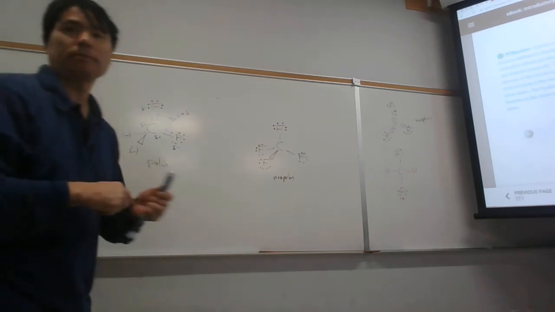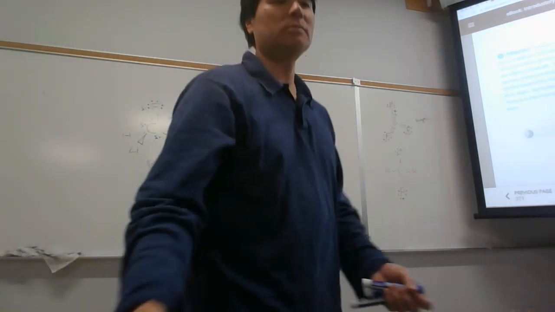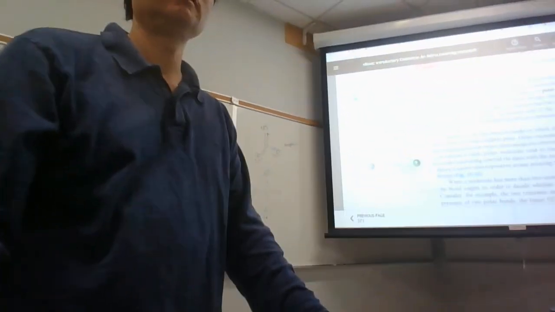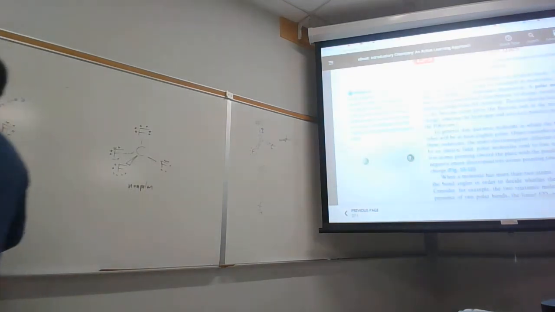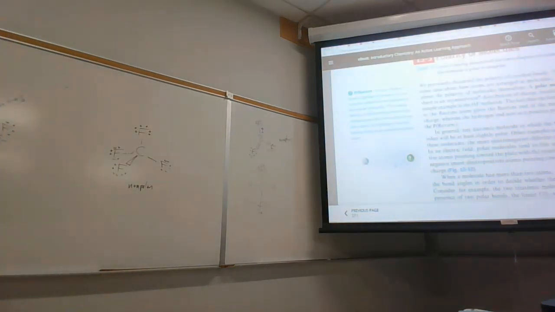Is dipole like D-I? A dipole just means two poles, like a north pole and a south pole. How do you spell it? Oh, how do you spell dipole? It just means D-I-P-O-L-E. Dipole.